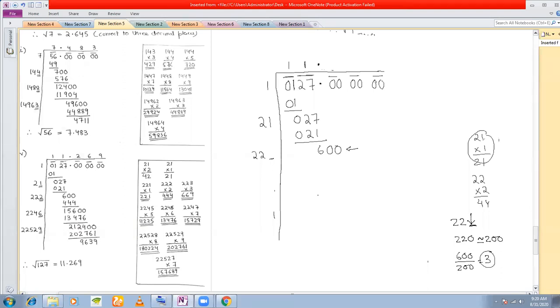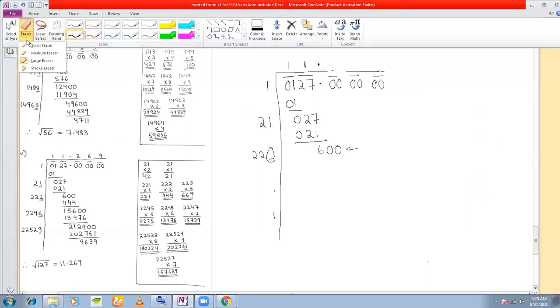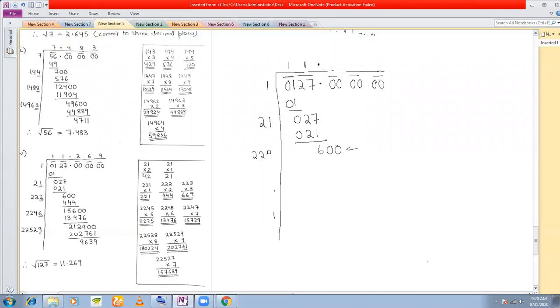Okay, this 3, that means whatever digit that you place here will be very close to 3. That means either it will be a 2 or a 3 or a 4. Okay, so we try all these 2, 3 and 4. So what we do is we first place a 2 here. It becomes 222. And we multiply this by 2. This becomes 444, which is less than 600.